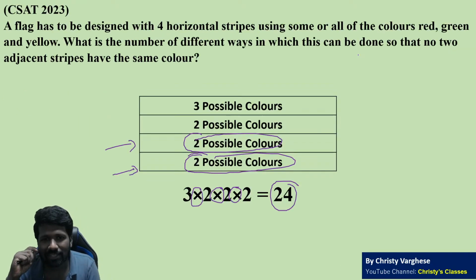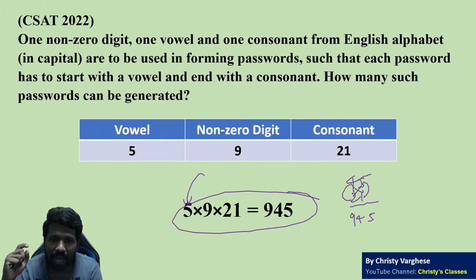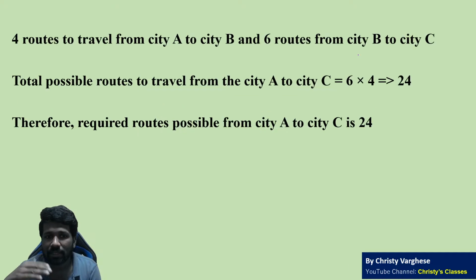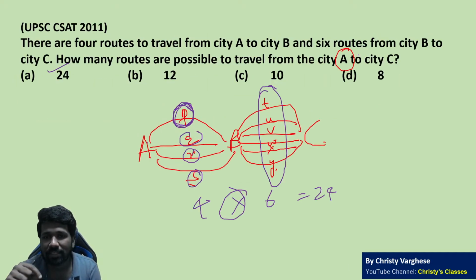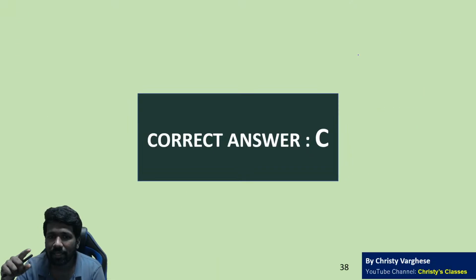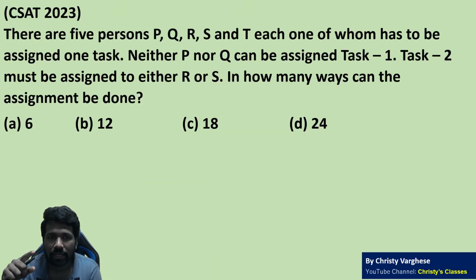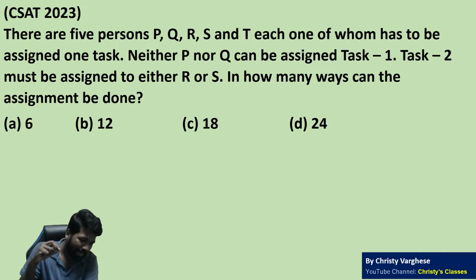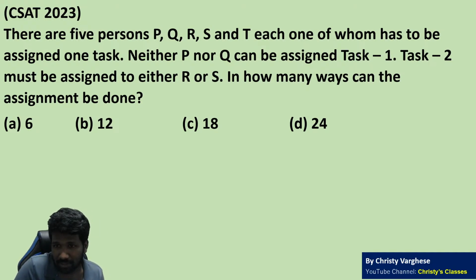In the previous question, what was the challenge? We have horizontal stripes to be filled with colors. So stripes and colors are the two variables. Now in the last question, what is it? 3 positions are there, characters to be entered: vowel, consonant, digit. So characters and positions are the variables. In the earlier question, path and cities are the variables. Similarly, in this question, the variables are tasks and people. So you can do this question in two ways.